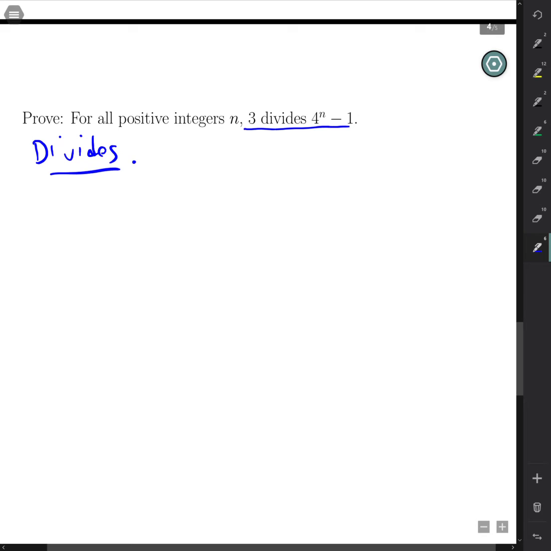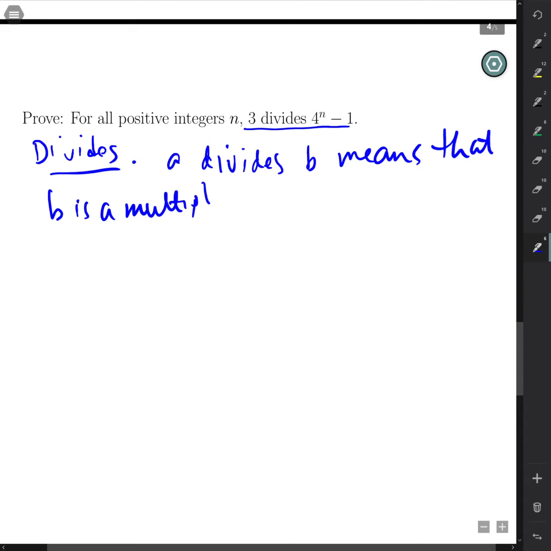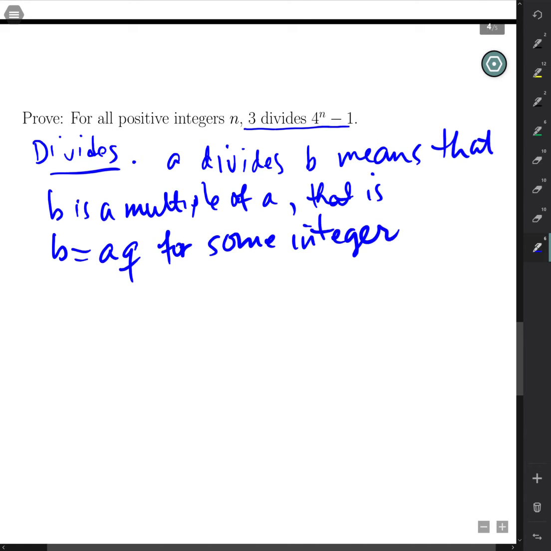So to say that A divides B means that B is a multiple of A. That is, B is equal to A times Q for some integer Q. Okay, some integer Q, and we're only talking about integers here when we deal with this.